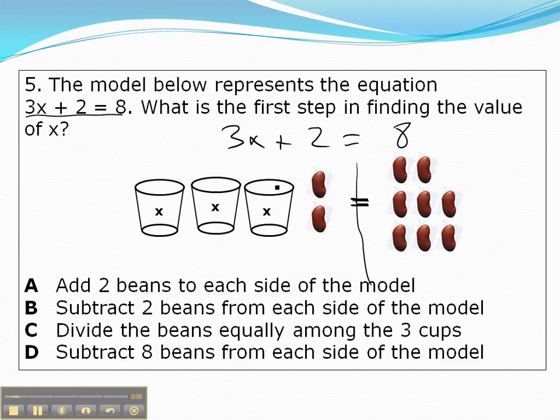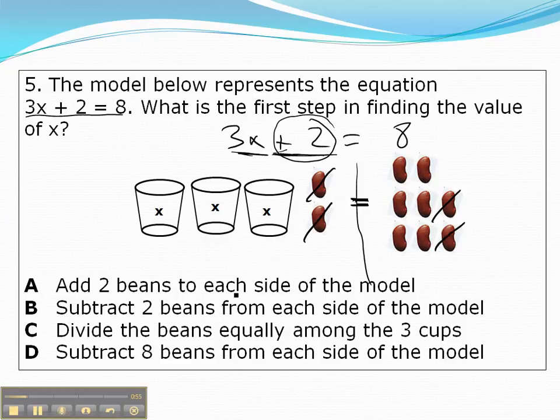So I have two operations going on. I'm multiplying x times 3 and I'm adding 2. The first thing I would want to do is get rid of this additional 2, subtract 2 from both sides, or get rid of those 2 beans and take away 2 beans on the right side. So let's look at our answer choices.